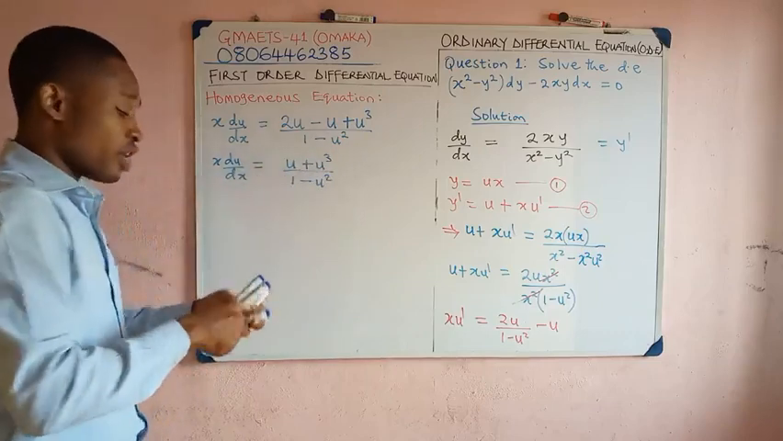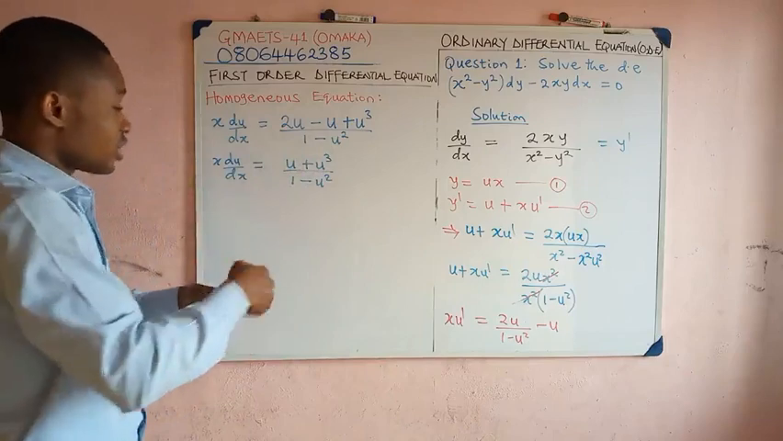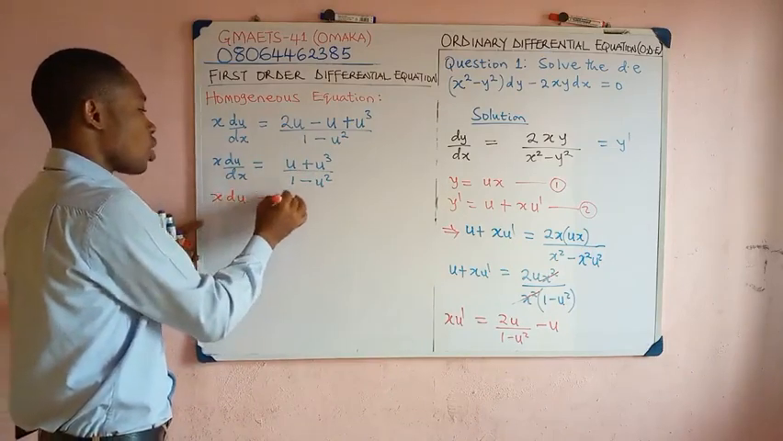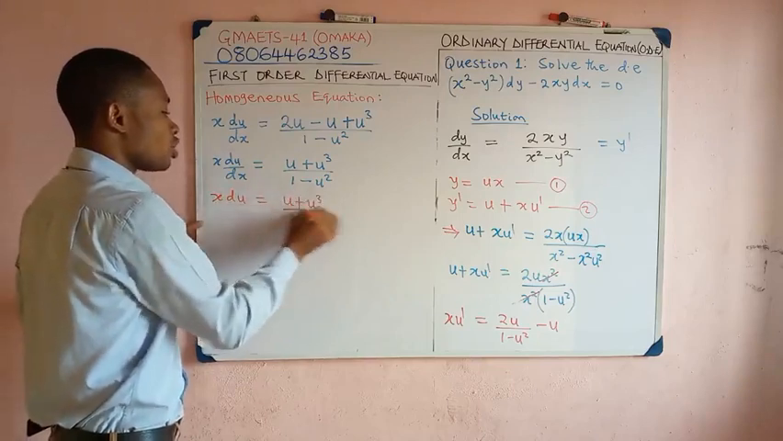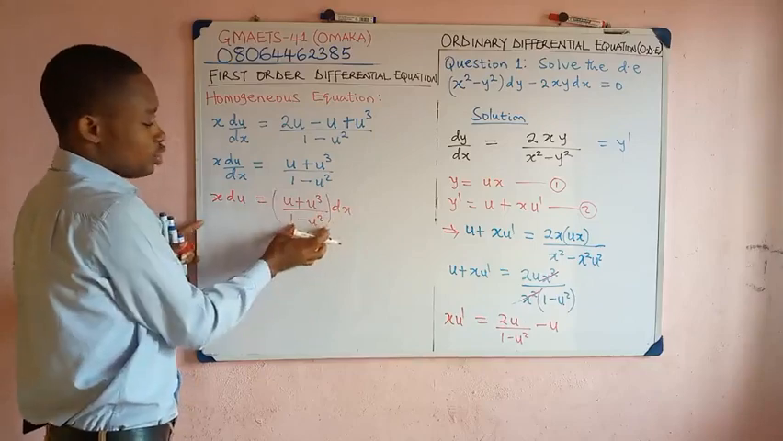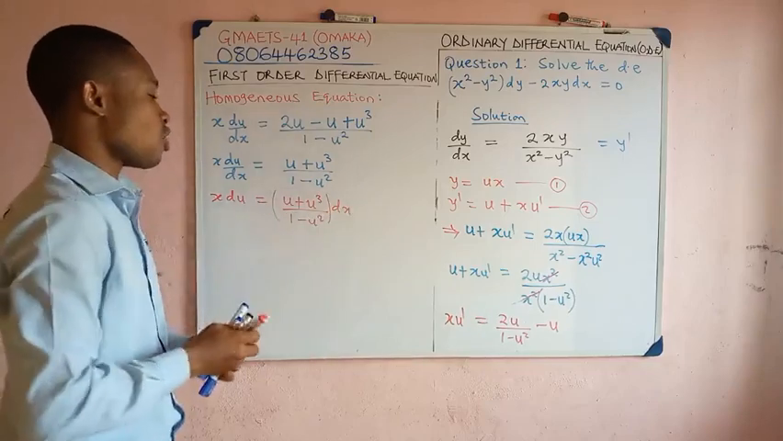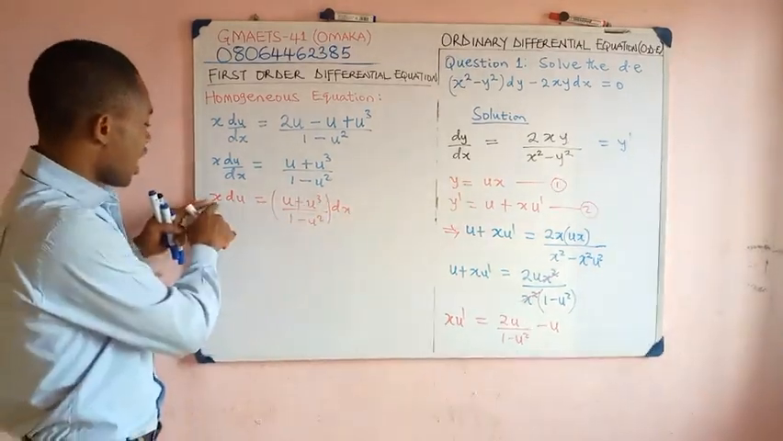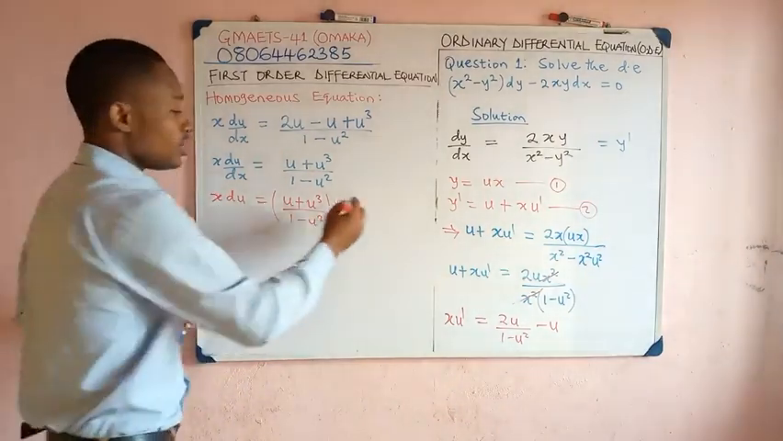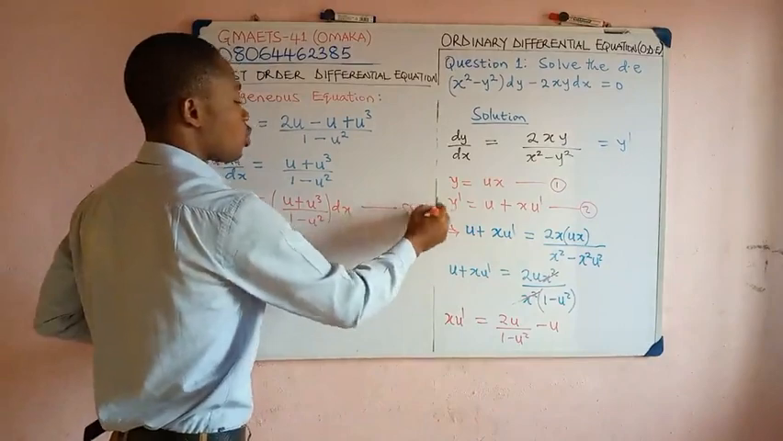This is a separable variable equation, okay? You want to see that clearly: cross multiply and you see x times du is equal to (u plus u cubed) all over (1 minus u squared) dx. Now this whole term is a u term multiplied by the differential coefficient dx, and this is an x term multiplied by the differential coefficient du, so you can separate this. This is your separable variable equation.